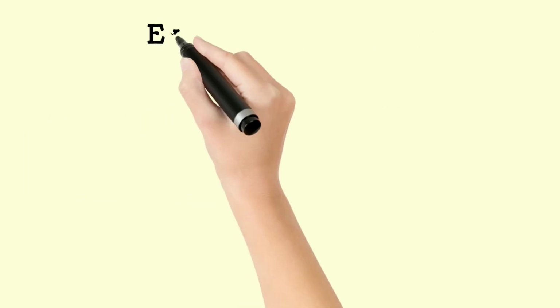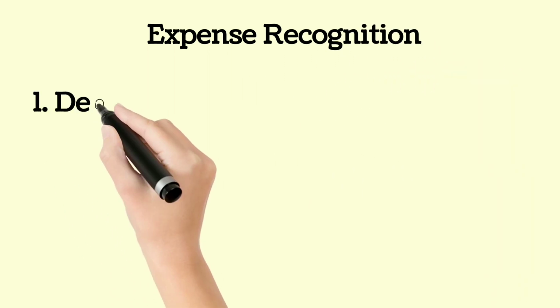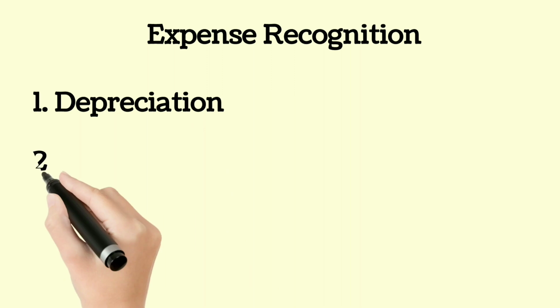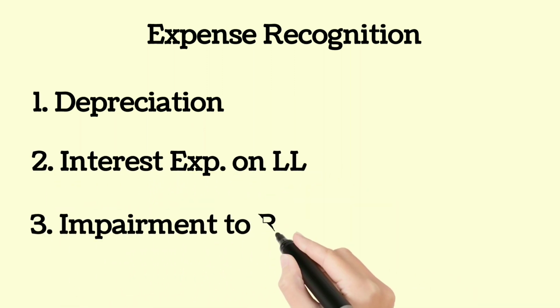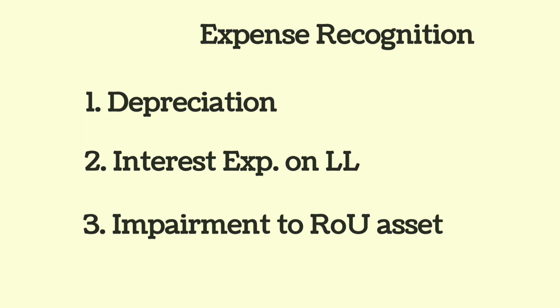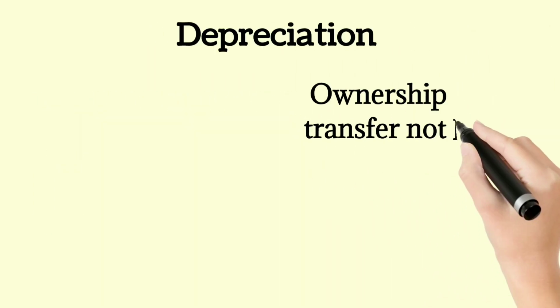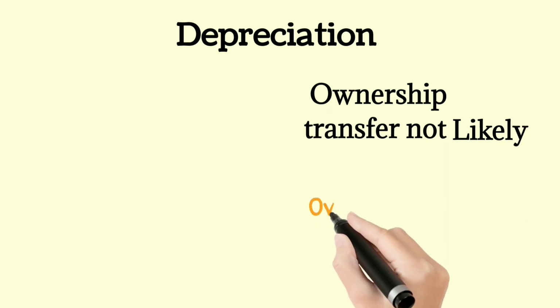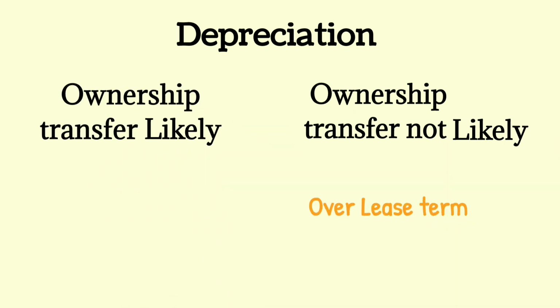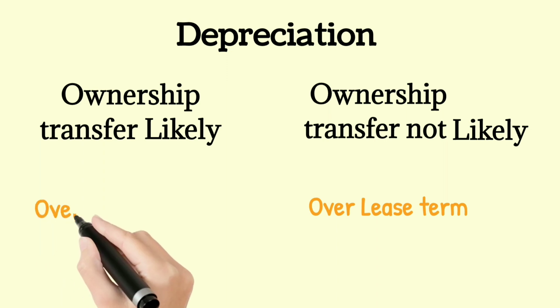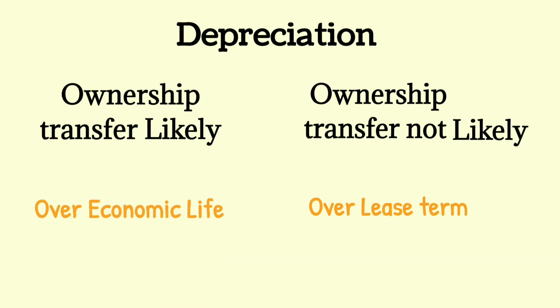The lessee in his P&L will record the following expenses: the depreciation for the ROU asset, interest expense on the lease liability, and impairment, if any, on the ROU asset. The calculation of depreciation on the ROU asset will generally be done on a straight line basis over the lease term. But if it is a case where the ownership of the asset is likely to transfer at the end of the lease term, then in that case the depreciation will be calculated over the entire economic life of the underlying asset.